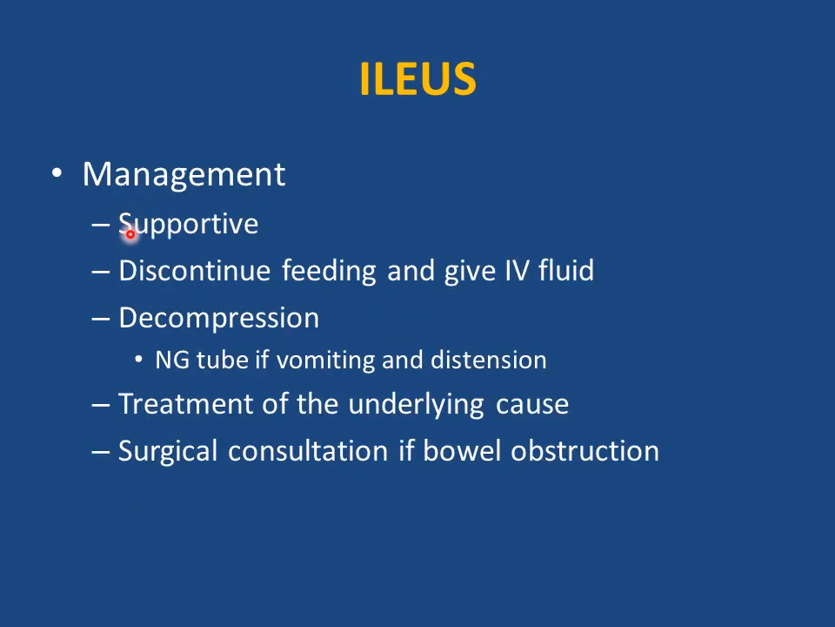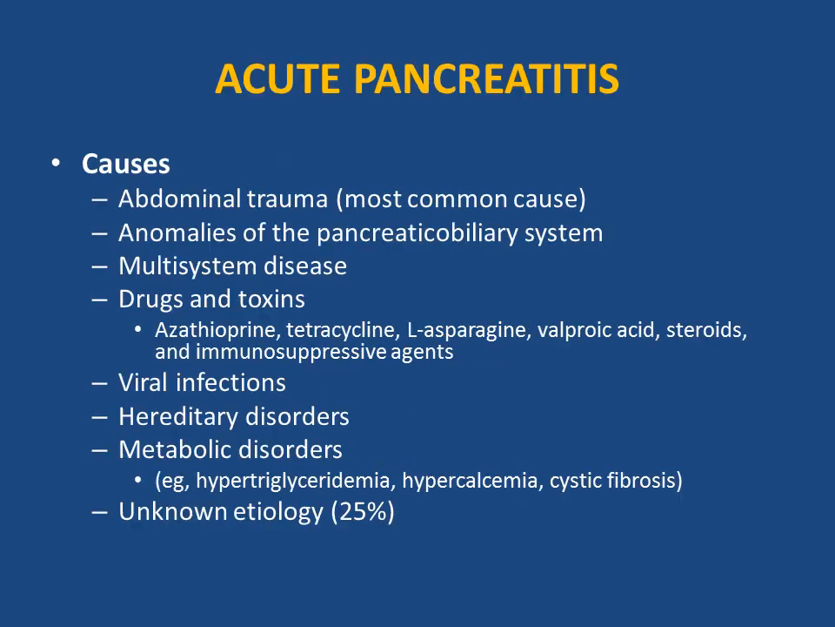Management of ileus is mainly supportive. Discontinue feeding and give IV fluid. Decompression of the abdomen by inserting an NG tube if there is vomiting and distension. If there is no vomiting and no distension, there is no need for an NG tube. Treatment of the underlying cause. Surgical consultation if there is bowel obstruction or a surgical complication.